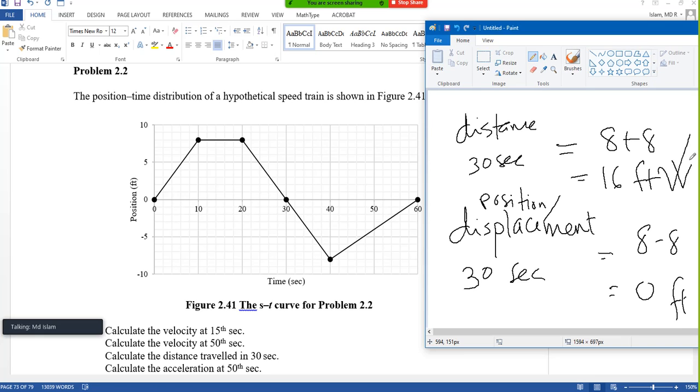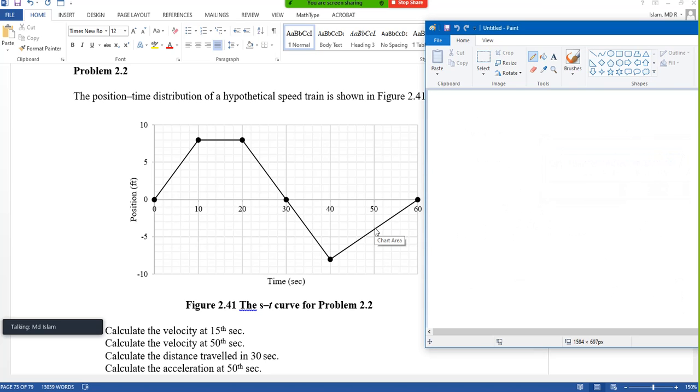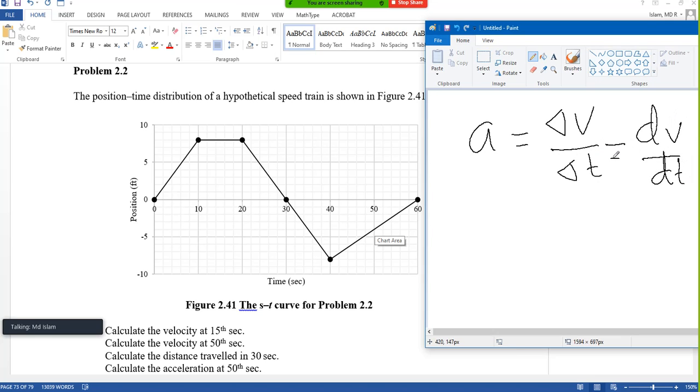Next question: calculate the acceleration at the 50th second. Where is 50? 50 is somewhere here. So what is the acceleration at this point? Now again, what is acceleration? Acceleration means change in velocity. So acceleration is change in velocity, or you can write dv by dt, whatever you write, that is not a problem. Now at the 50th second, what is the change in velocity?